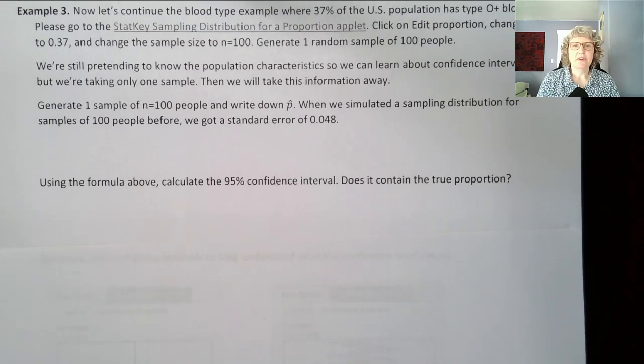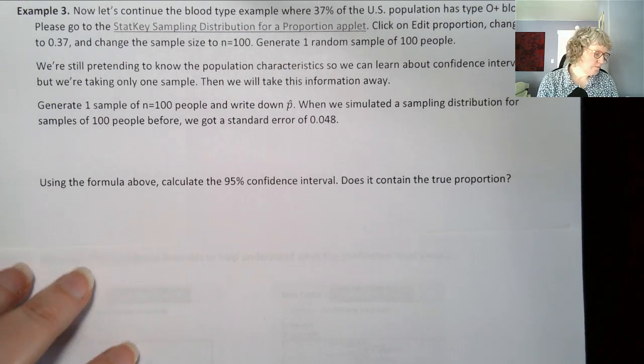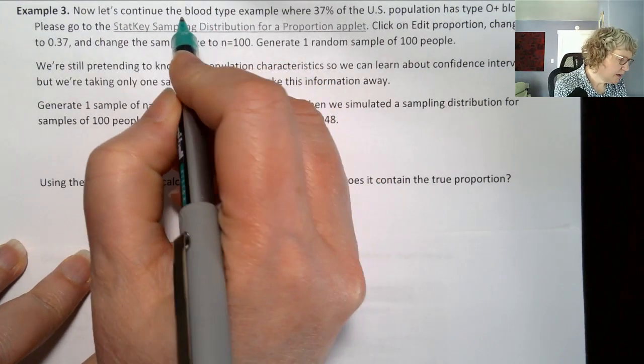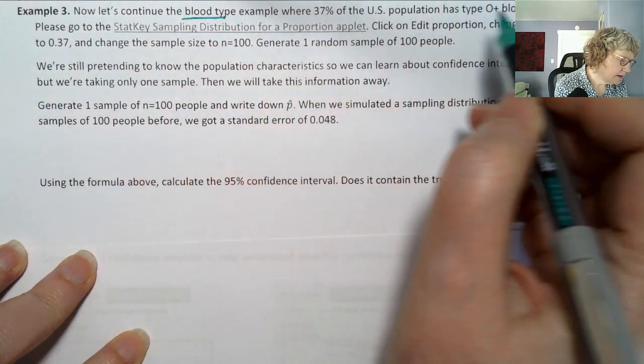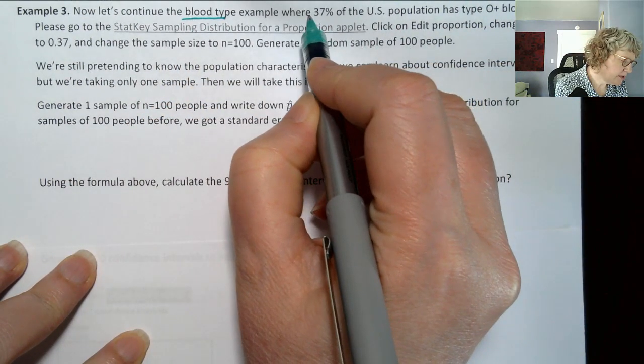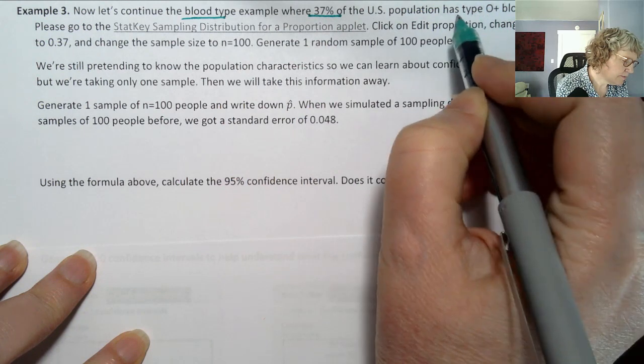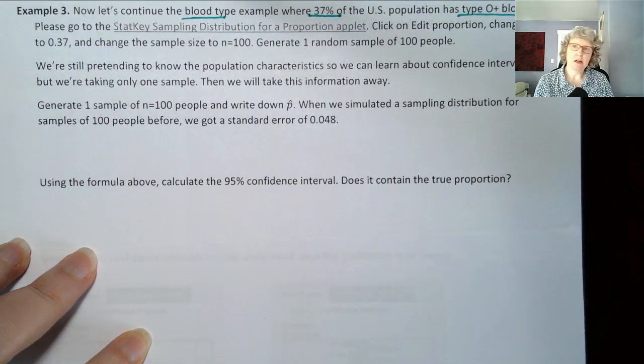Hi again. Well, in this video, we're going to continue with confidence intervals, but switch over to proportions. So remember in sampling distributions before, we used the example of blood type. And in the US population, about 37% have type O blood.